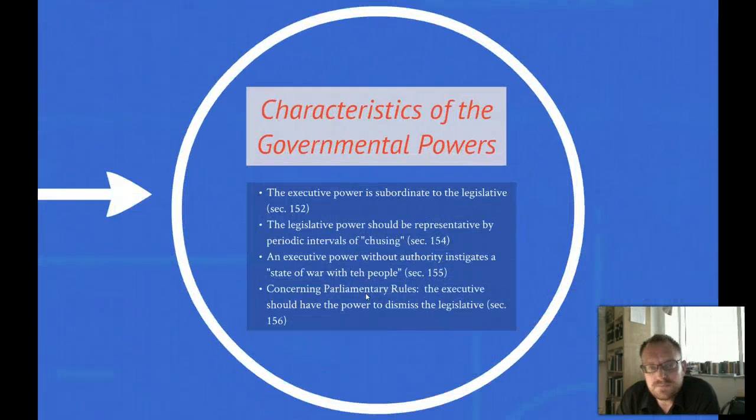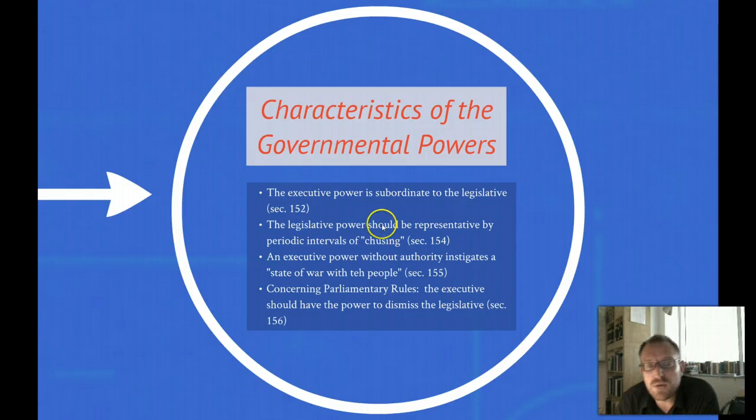Now, what are some of the characteristics of the governmental powers? One is that the executive power is always subordinate to the legislative power. That's from section 152 here, right? That is, the king always plays second fiddle to the parliament, or the president plays second fiddle to the Congress. The legislative power is the most important power. It's interesting here because most people think that the executive power is. It is, at least philosophically, not right from Locke's perspective.